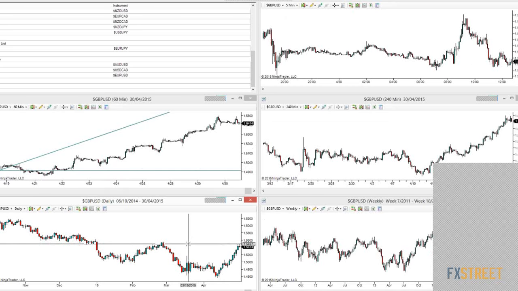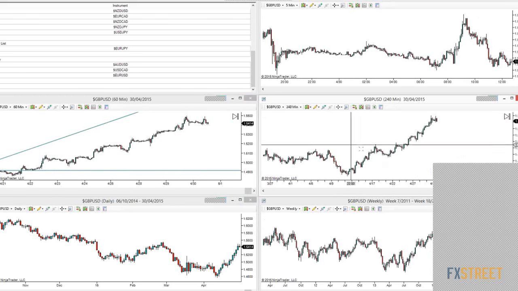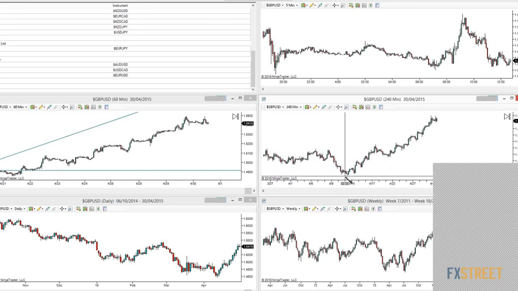You're short on the 1 hour on the pound dollar. I do like this trade. I do like it a lot. Will I get short right now? Perhaps I might wait for a little bit of extra confirmation. Not to say that you've done anything wrong. I like it a lot. I think the dynamic of this trade is absolutely perfect.